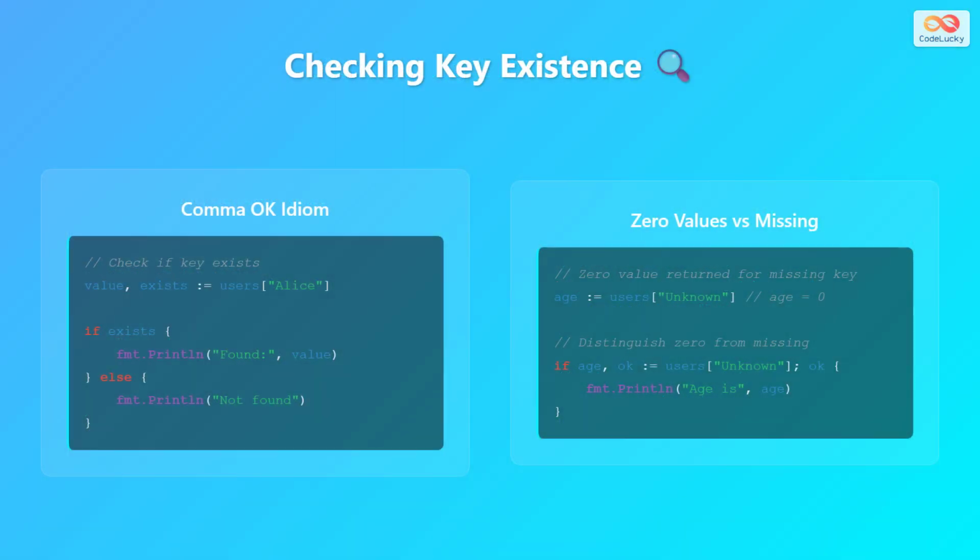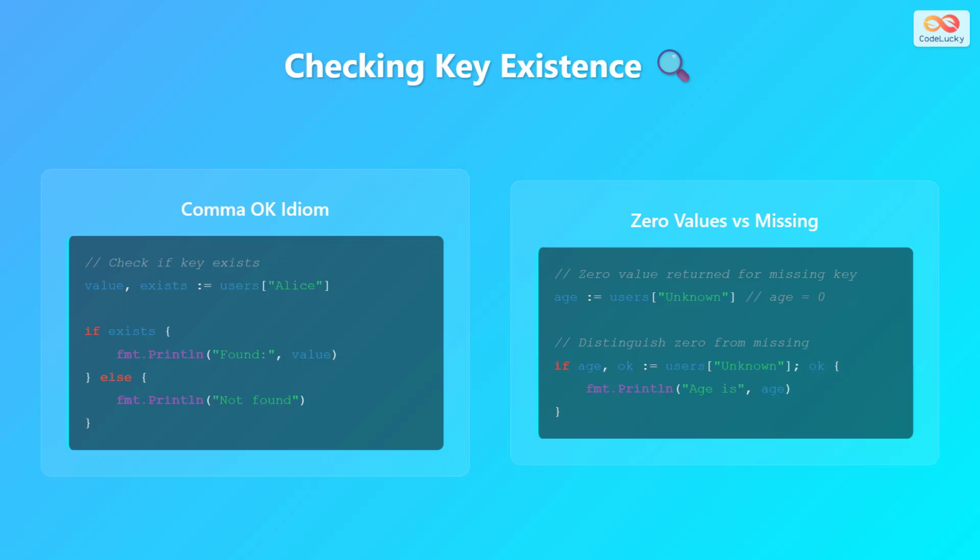Let's dive into how to check if a key exists in a map. In Go, the idiomatic way to check if a key exists in a map is by using the OK idiom. When you access a map value using the square bracket notation, you can assign two variables. The first variable will hold the value associated with the key, and the second variable, conventionally named exists or OK, will be a Boolean indicating whether the key was found in the map. If the key exists in the map, the exists variable will be true, otherwise it will be false.